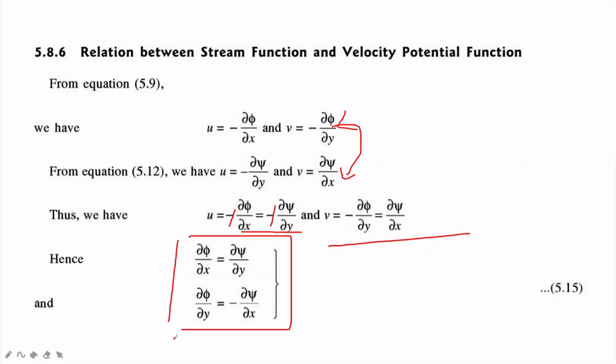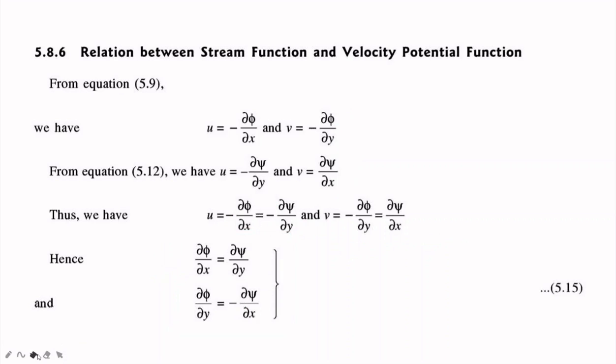This is the formula: dou phi by dou x is equal to dou psi by dou y. Just you have to change here. Whenever the velocity function comes with the stream function x and y, dou phi by dou x is equal to dou psi by dou y. No confusion here. Whenever you come with the y function, then your psi function will be x, and it will be negative. Just remember this formula. Now we got to know the relation between stream function and velocity function.